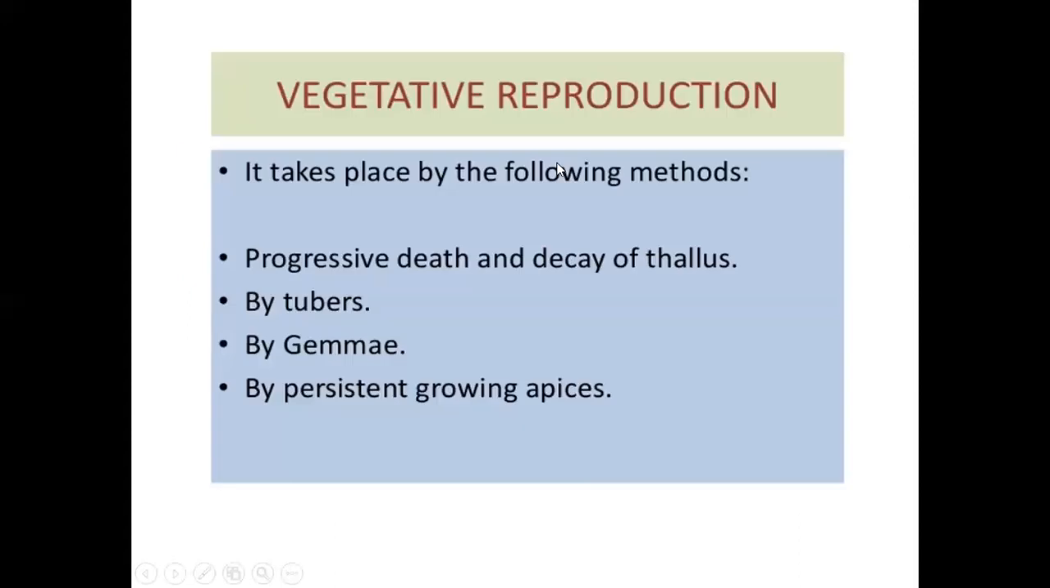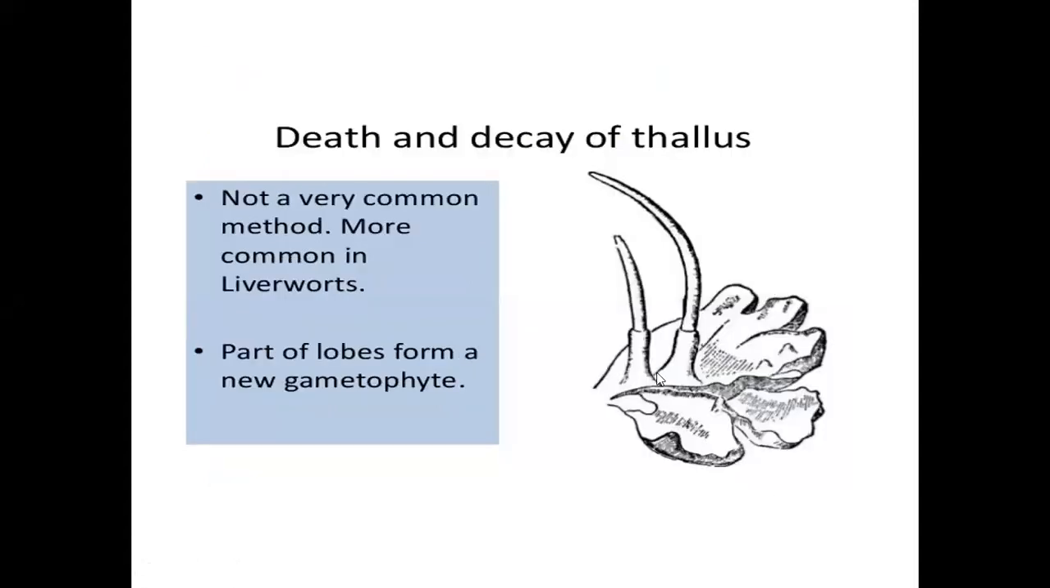We also discussed vegetative reproduction, which is carried out by the death and decay of the thallus. When the thallus undergoes decay, some regions of this thallus will develop into a new thallus again.